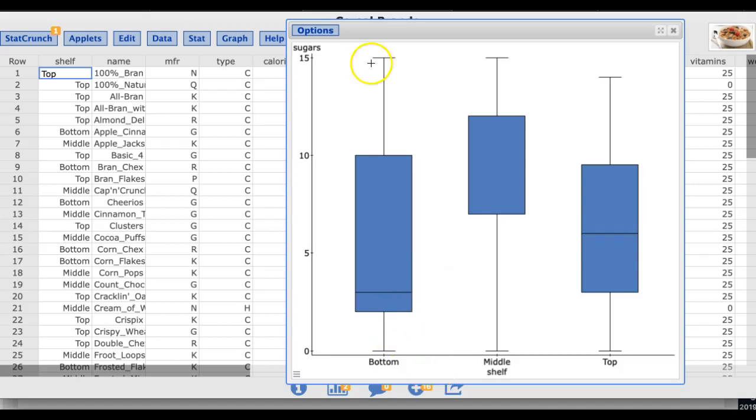So you see the bottom has a wide range, well, they all more or less have a wide range of sugar amounts. But with the middle, this box here, using Q1 and Q3, we can say that 50% of the sugar amounts were between 7 and 12 grams.